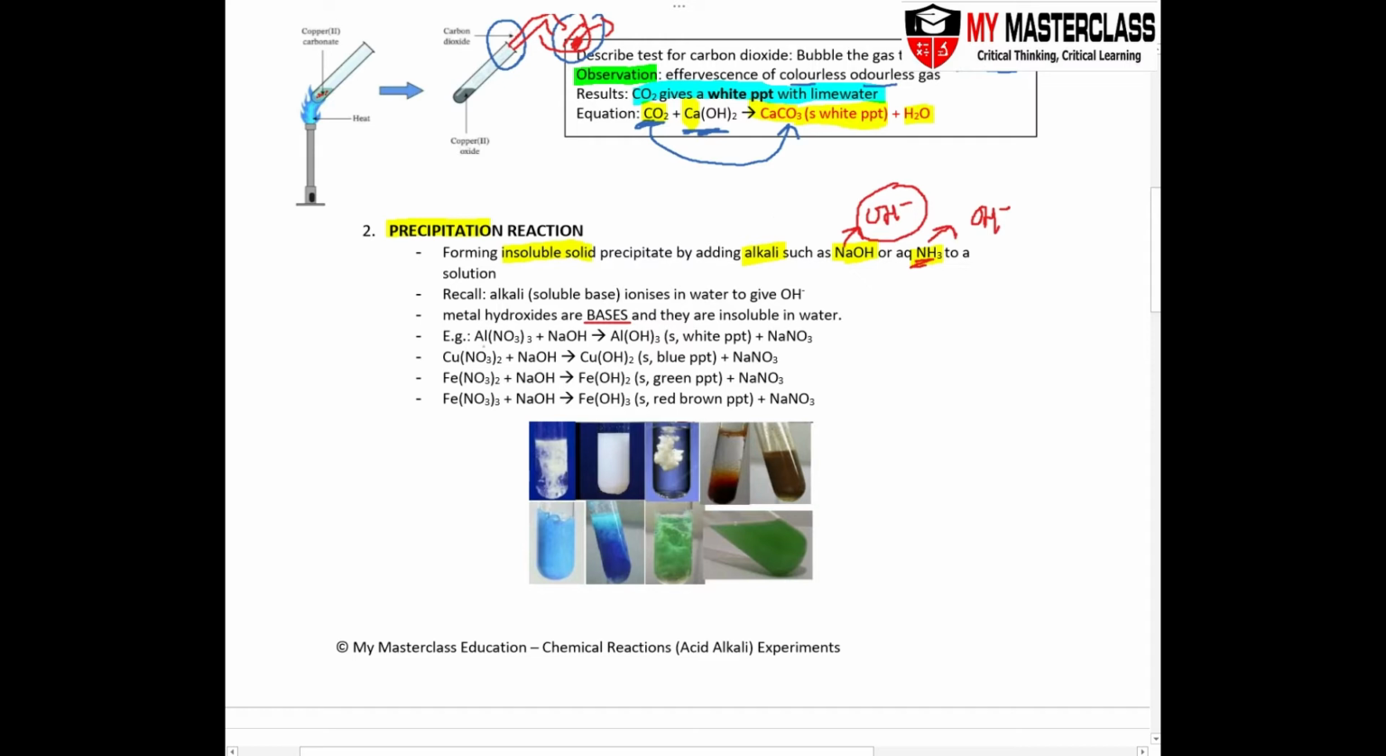Okay, so for example, if you have aluminium nitrate over here, what is going to happen? You're going to do a double displacement, or you're just going to swap partners. So my aluminium partners the OH and my sodium partners the NO3. So your overall result, you will get your aluminium hydroxide, Al(OH)3, and because hydroxides are bases and they are insoluble, you will see a white precipitate. Okay, you will see a solid and it's a white precipitate.